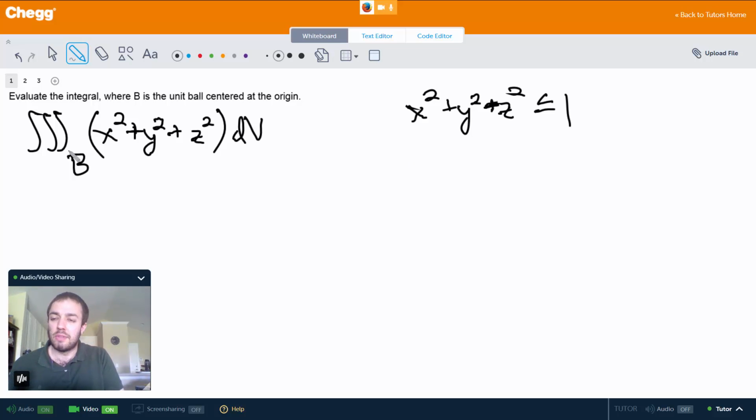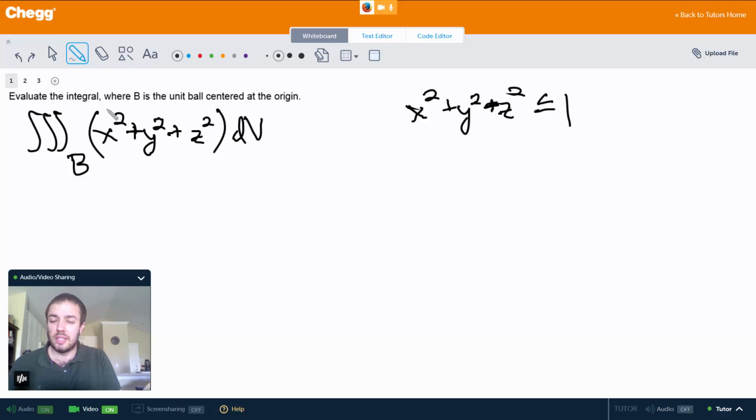Okay, so we have the triple integral over the region B, the unit ball, of x squared plus y squared plus z squared dV. And remember, dV just means dx dy dz, or maybe some other arrangement of these three. So how do we do this using spherical coordinates?